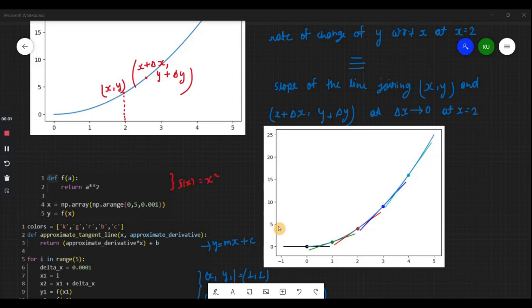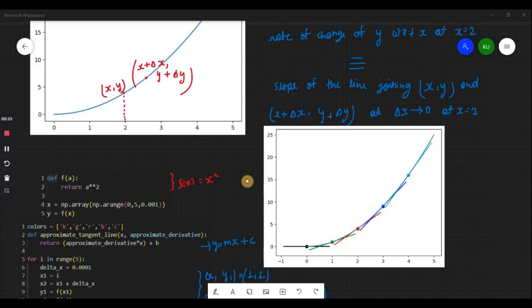Hello everyone, let's start with the derivative section of the book. After completing this video, you will be able to plot a tangent line at any point on the graph. As you can see in the diagram, this is a graph of y equal to x square, and I have plotted 5 tangent lines on this graph at x equal to 0, x equal to 1, 2, 3 and 4.